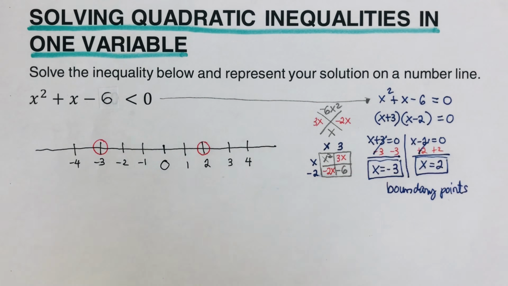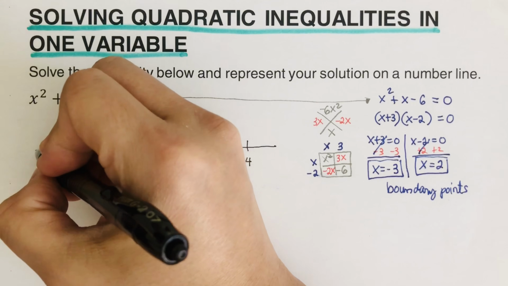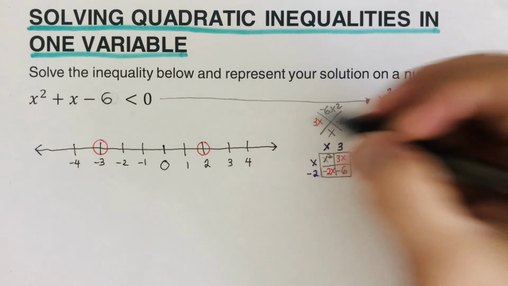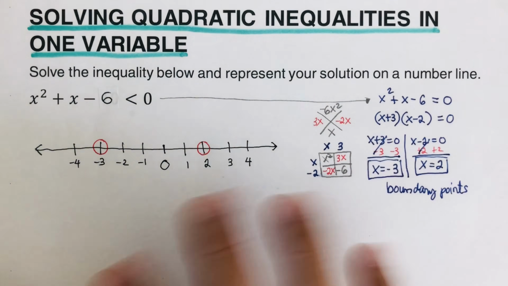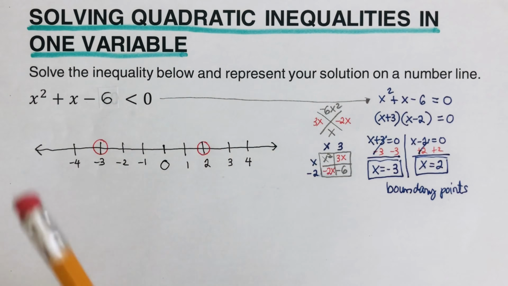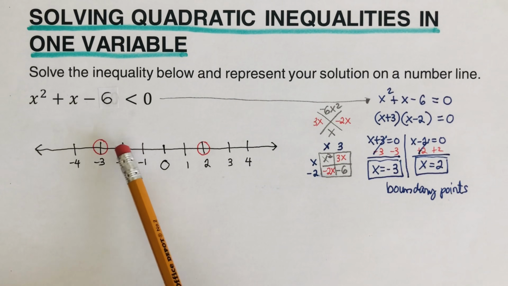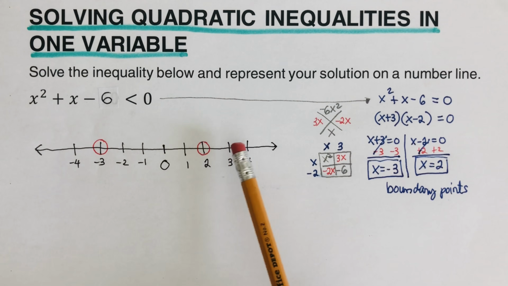Now, we have 3 regions for this. The left region, the left from these boundary points, the middle region, and then the right region. So we're going to be testing each of these regions, which of these is true if we plug in values. So let's see which of these 3 regions would be the solution. So is it the left region? Is it the middle region? Or is it the right region?